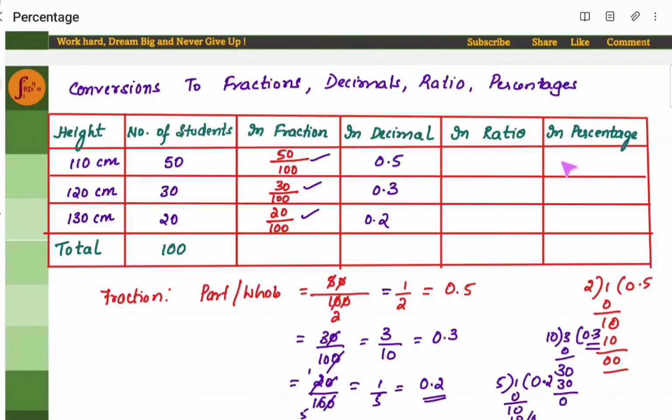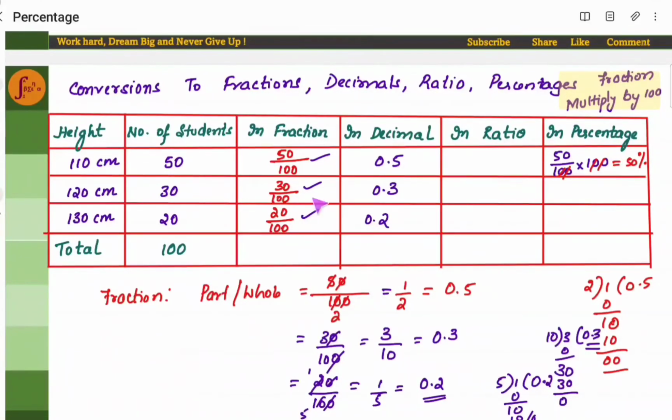I have to multiply by 100, right? What do you have to multiply by 100? The fraction. So we can take the fraction and multiply by 100. What is the fraction? 50 by 100 into 100. So what's going to happen? I'll get 50, and then I have to put the percent symbol.